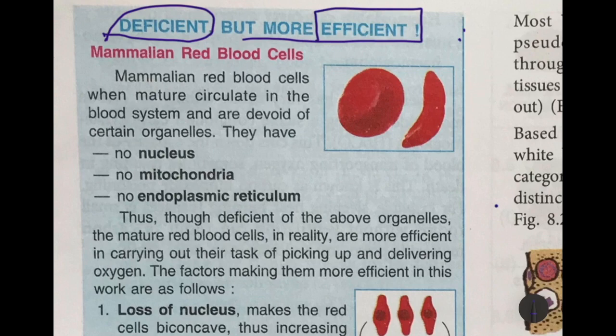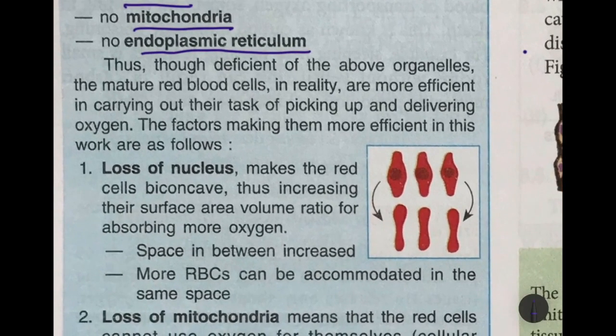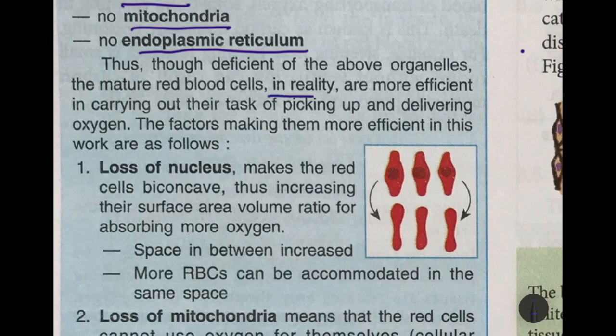So when the mammalian red blood cells become mature, they circulate in the blood system, and certain cell organelles like the nucleus, mitochondria, and endoplasmic reticulum are absent in red blood cells. So though these organelles are not present in the mature red blood cells, in reality, as I already told you, they are more efficient in carrying out their job. What is their task? Picking up and delivering oxygen to various cells, to each and every cell of the body.